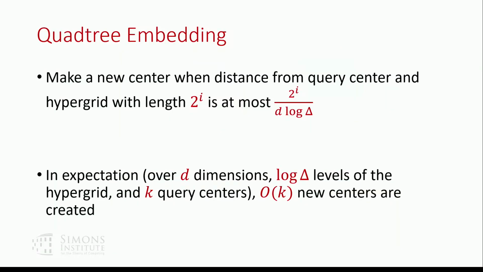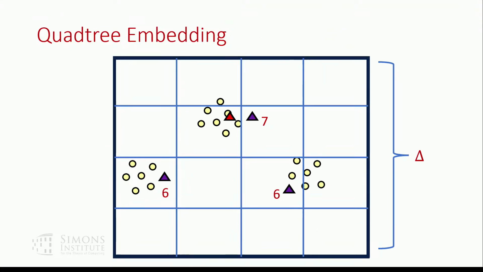The condition is that the points are within a 1 over d log delta fraction of the side length of the grid. We need this choice so that we can take a union bound over all log delta hypergrids with different granularities and each of the d dimensions. The other point is that after we do this, only order k new centers will be created. That's also important. If too many centers are created through this bicriteria method, then the approximation will be bad. So we still get a decent approximation, but the number of centers is order k.